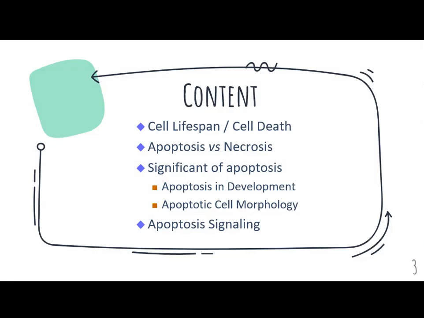So we are going to talk about cell lifespan and cell death, and what the differences are between apoptosis and necrosis. Do you know what necrosis is? And the significance of apoptosis in development and in morphological change. Finally, we're going to talk about the signaling of apoptosis, which is the mechanism. It has two pathways. One is intrinsic, one is extrinsic.